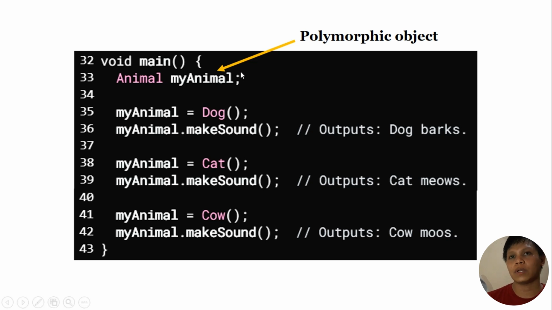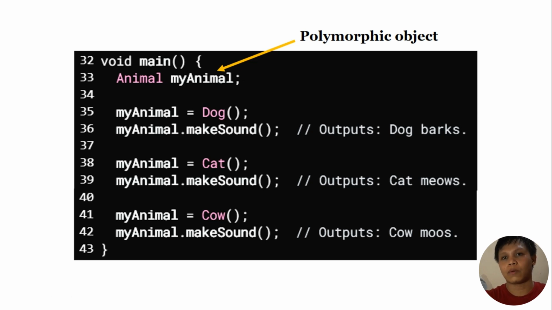Again, we have an object that can take on many forms, in this case the myAnimal object. And whenever that object takes on a form, its behavior changes. In this case, makeSound changes: for line 36, it became Dog barks. For line 39, its behavior is different again. For line 42, its behavior changed again. And that's what polymorphism is all about.